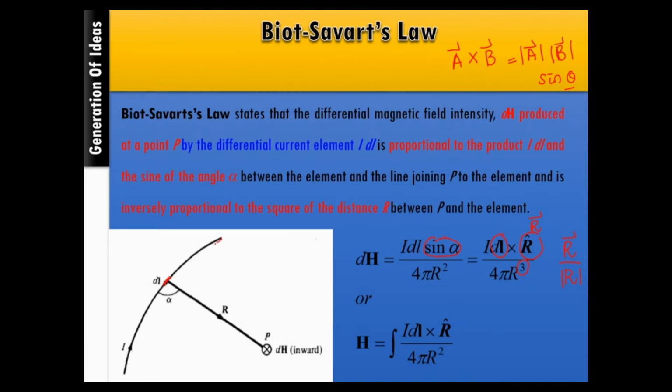And imagine your current element is so long. So the total magnetic field observed at the point P will be equal to, you integrate this one with respect to the length. This one is representing the length of the current elements. This one should be power 3.